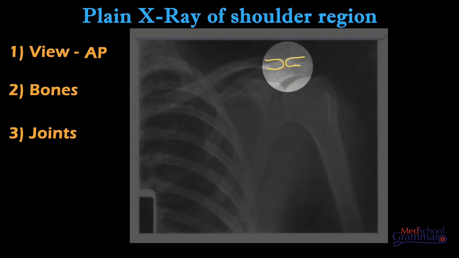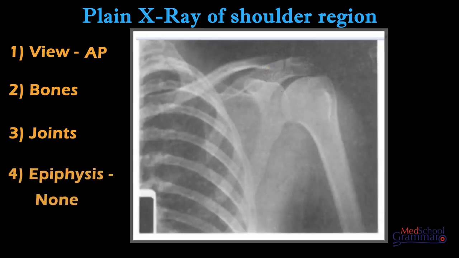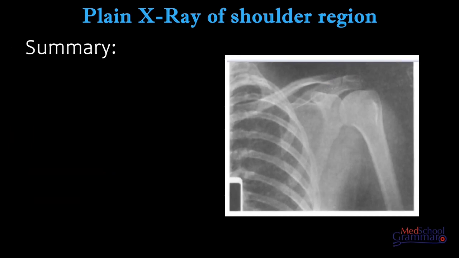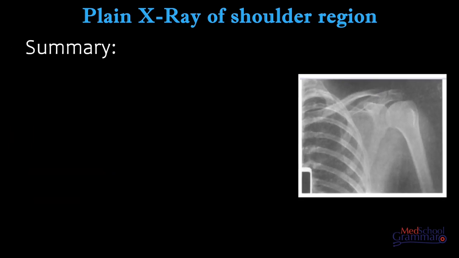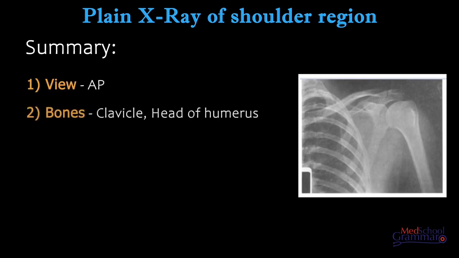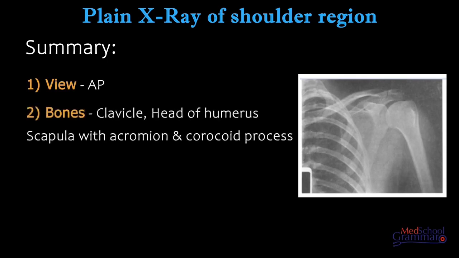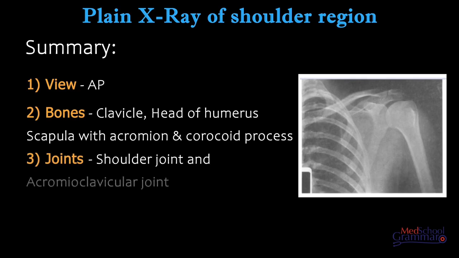We can also determine at this point whether the shoulder joint is of the right or left side. Don't forget to identify this, it is very important. No epiphyses are seen in this film. So to summarize, this is a plain X-ray of the shoulder region showing the AP view, which shows the clavicle, the head of the humerus, the scapula along with the acromion and coracoid process, the shoulder joint, and the acromioclavicular joint.